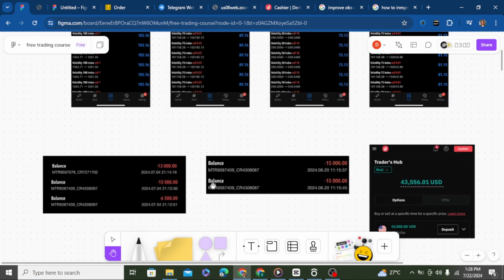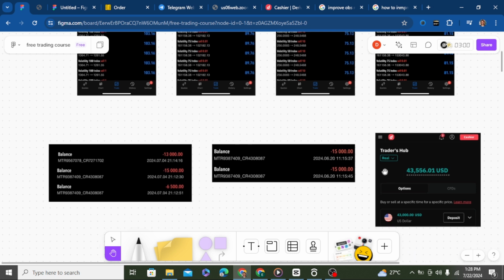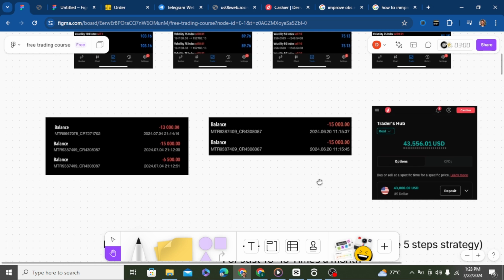So let's go. These are the withdrawals. These are $13,000, $15,000 withdrawals, $15,000, and these are real. These are all real. You can't withdraw from a demo. This is a real account, $43,000, and this strategy I'm about to show you is basically what made this amount of money. So let's dive in.